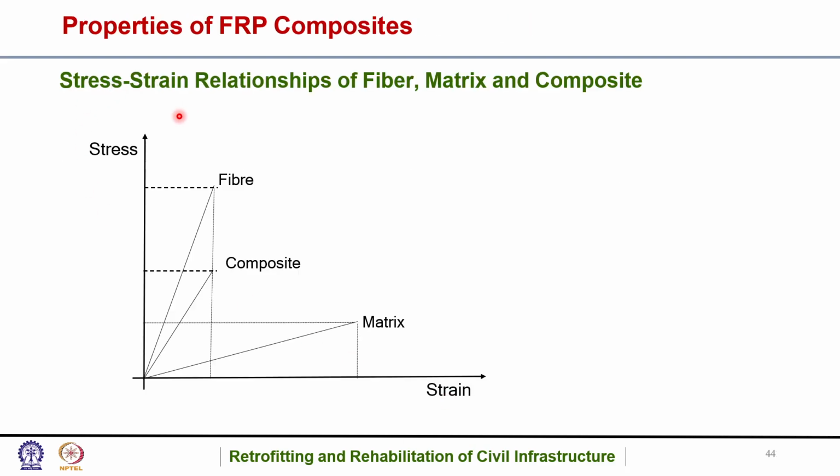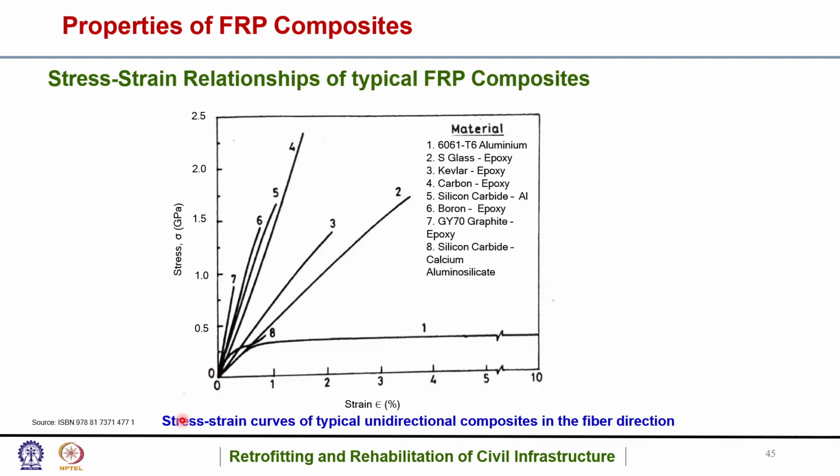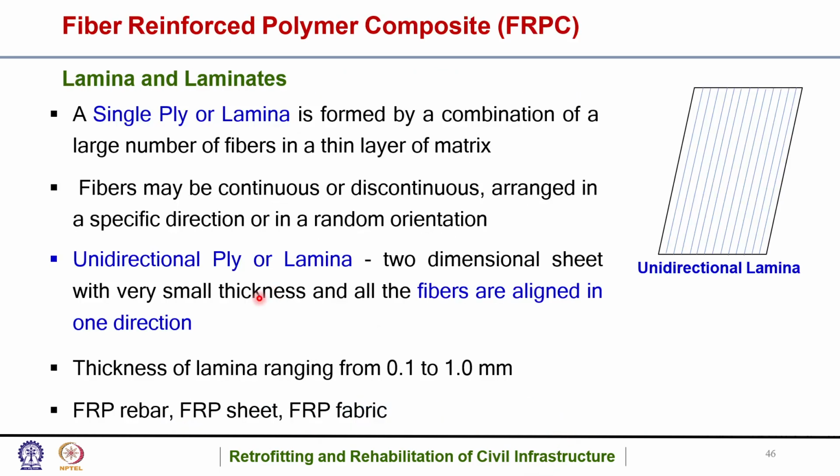If we see the general stress strain relationships of fiber, matrix and composite, it is like this. The fiber has the maximum modulus, the matrix has the least, and combining we get the composite, so it is in between. The stress strain relationships of typical fiber reinforced polymer composites are shown here for various types of material. These are the stress strain curves of typical unidirectional composites in the fiber direction.